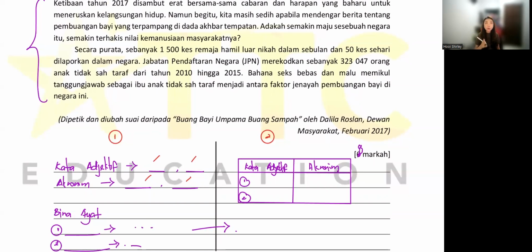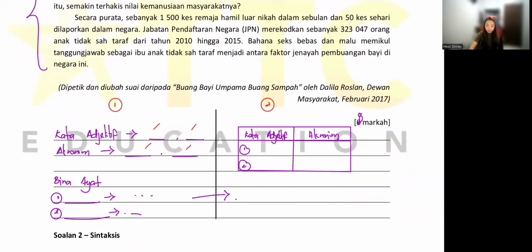Okay, so how many words do we need to look for? It's equal to how many sentences you need to construct. Clear? If you are clear, then I will move on to the next one, which is the bina ayat part. Okay, teacher, when we talk about bina ayat, how should we do that? If you really have no idea how to bina ayat, then you may use this term.